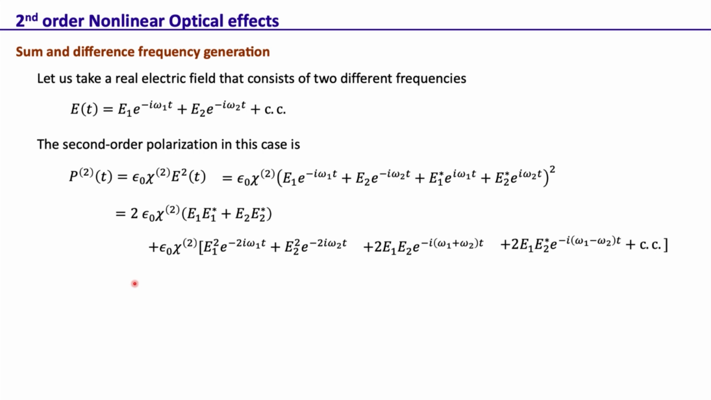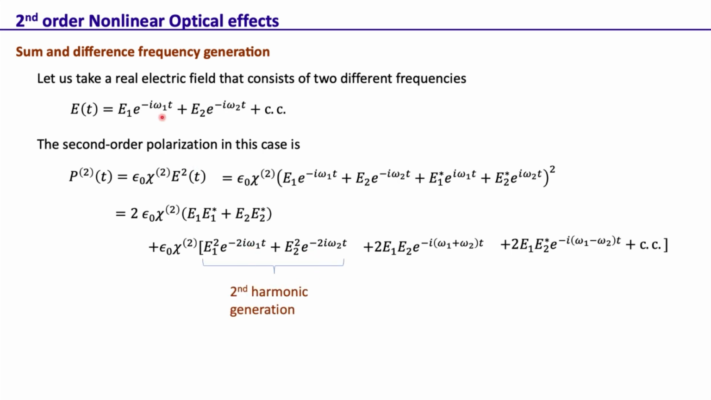So now let's look at these terms. Again, we need to see here that the incoming electric field, the applied electric field, had only two frequencies, omega 1 and omega 2. But the polarization that got induced inside the medium contains newer frequencies as well. For example, now here in these terms, we have 2 omega 1, 2 omega 2.